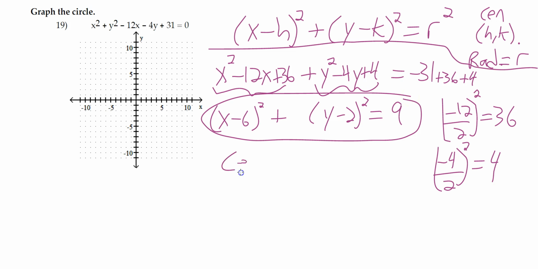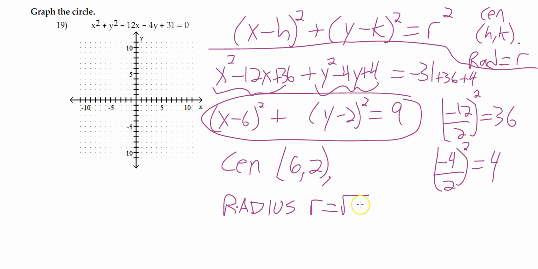From there I can get the center. What makes that 0 is 6, and what makes that 0 is 2, and the radius r is the square root of the number on the right, in this case reduces to 3. Okay, with the center and radius, I can go to the center, put a dot, and then go 3 to the right, 3 to the left, 3 up, and 3 down.